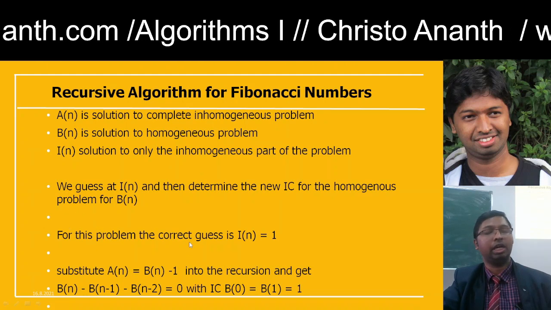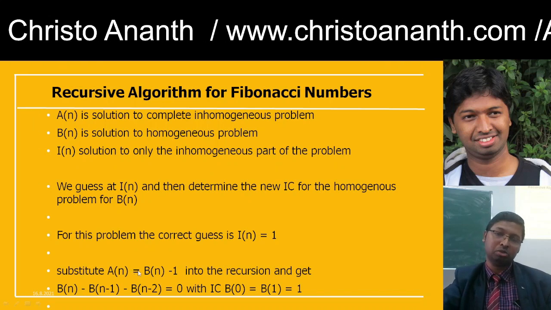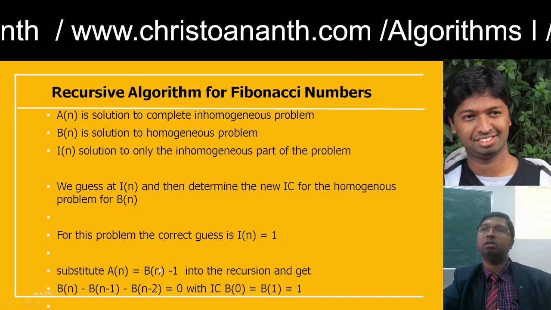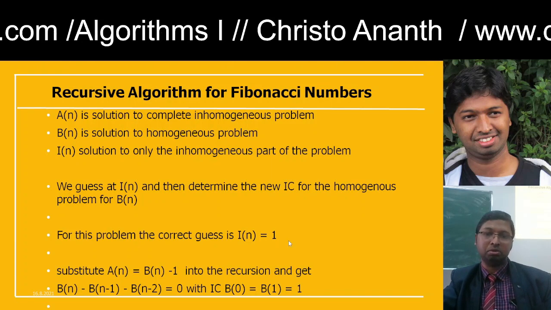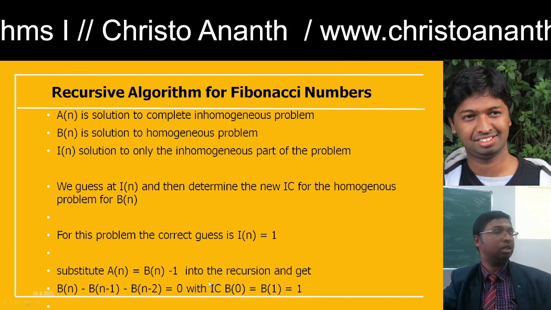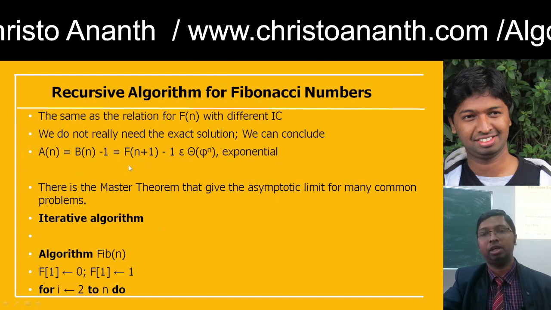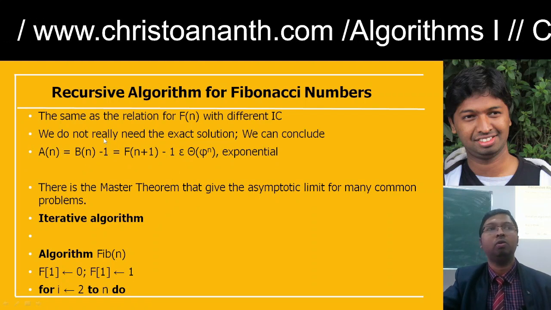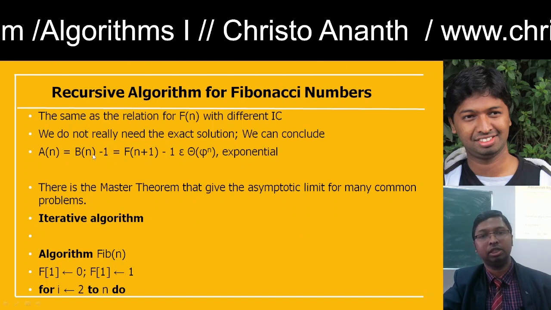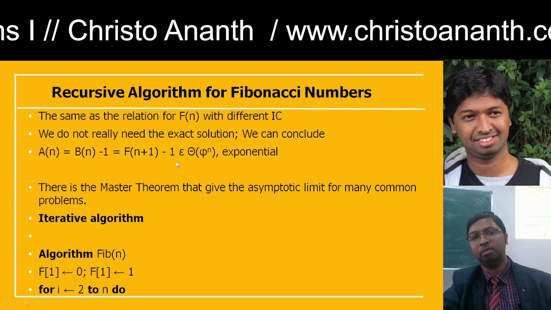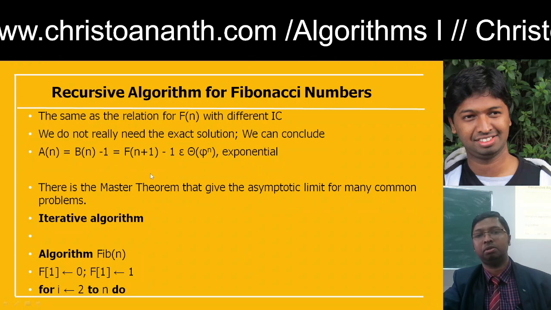So for this, i of n equal to 1, you substitute a of n equal to b of n minus 1 into the recursion, and you specify b of n minus b of n minus 1 minus b of n minus 2 is equal to 0, provided the initial conditions b of 0, b of 1 equal to 1. So the same relation holds, and we can reach an overall solution to the problem: a of n is equal to b of n plus 1 minus 1, which is the function of n plus 1 minus 1, theta of phi to the n, that is the exponential function.